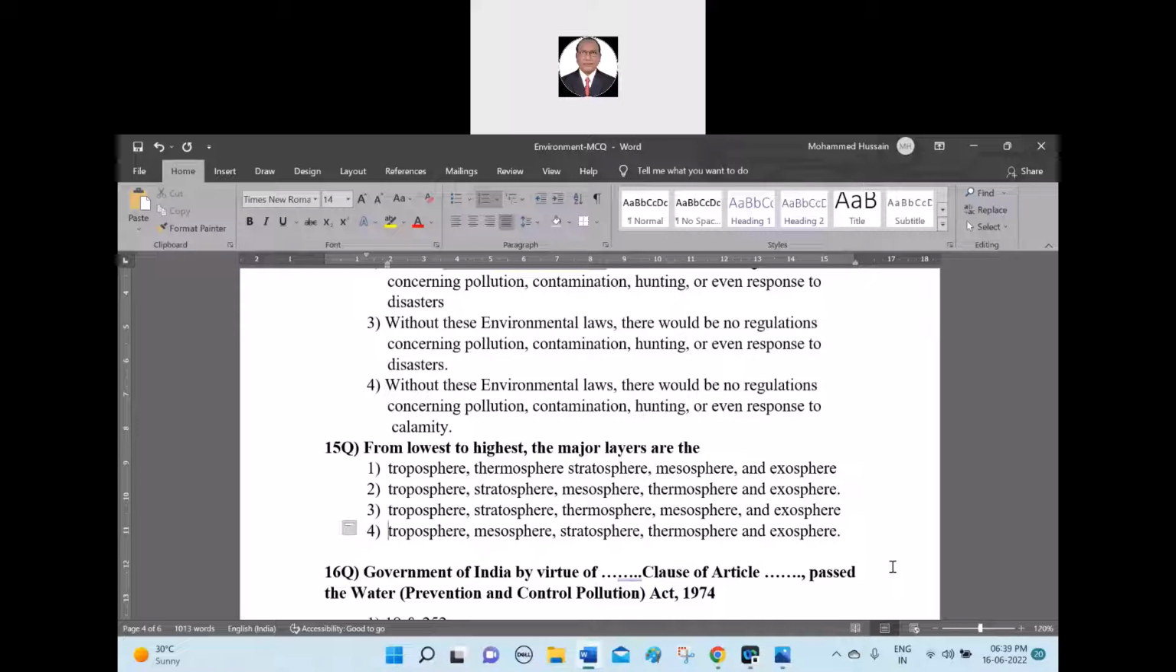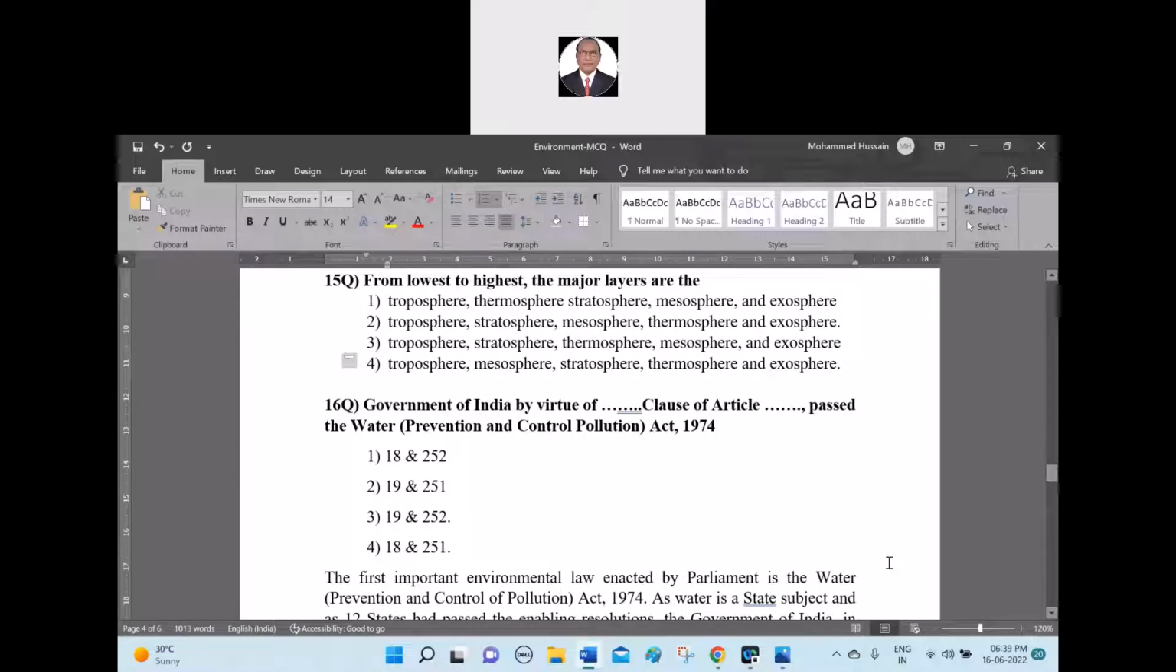Sir, troposphere, stratosphere, then mesosphere, thermosphere, exosphere. Say the option. Option 2, sir. Option 2, that is the style. Option 2, sir, I can know it because you also could see it. It's the troposphere, stratosphere, mesosphere, thermosphere, and exosphere. The right answer for the 15th question is option 2. Okay, next. Read anyone?